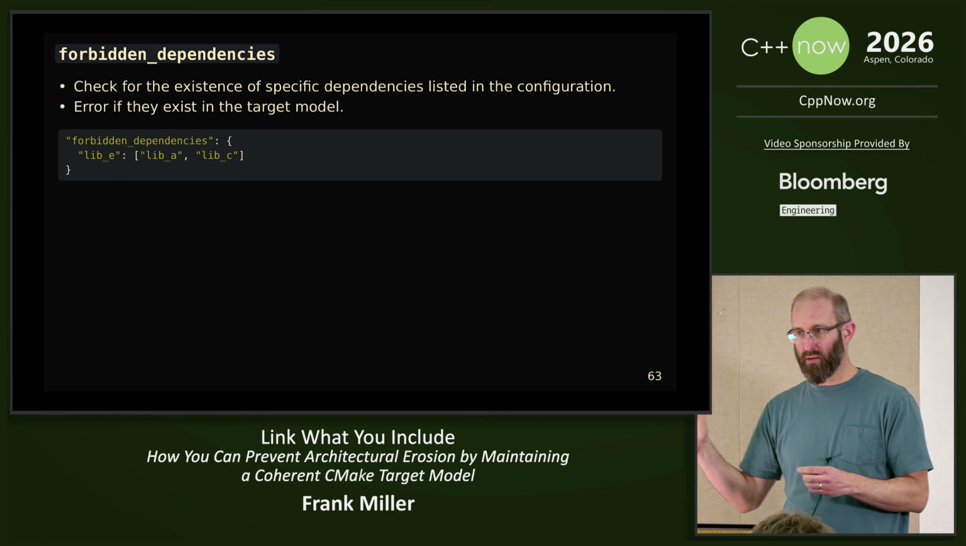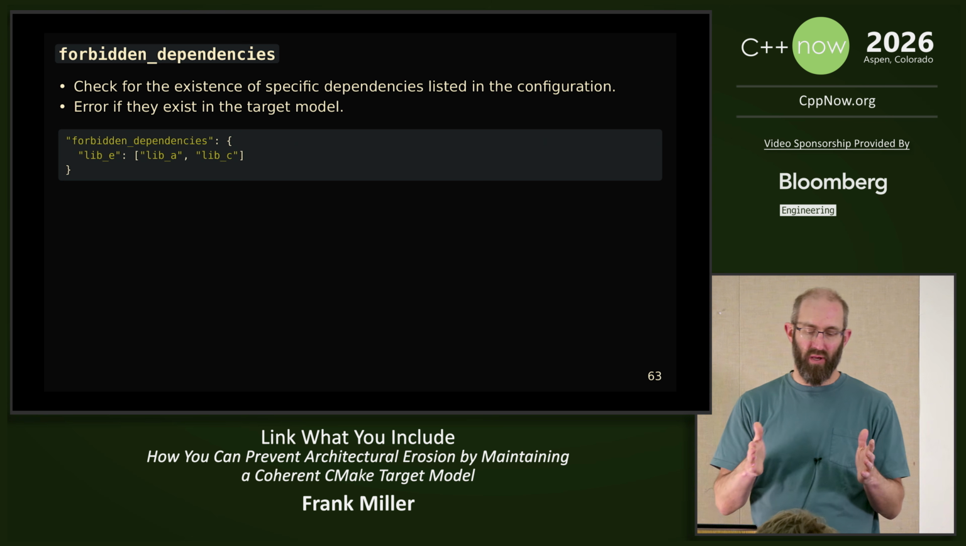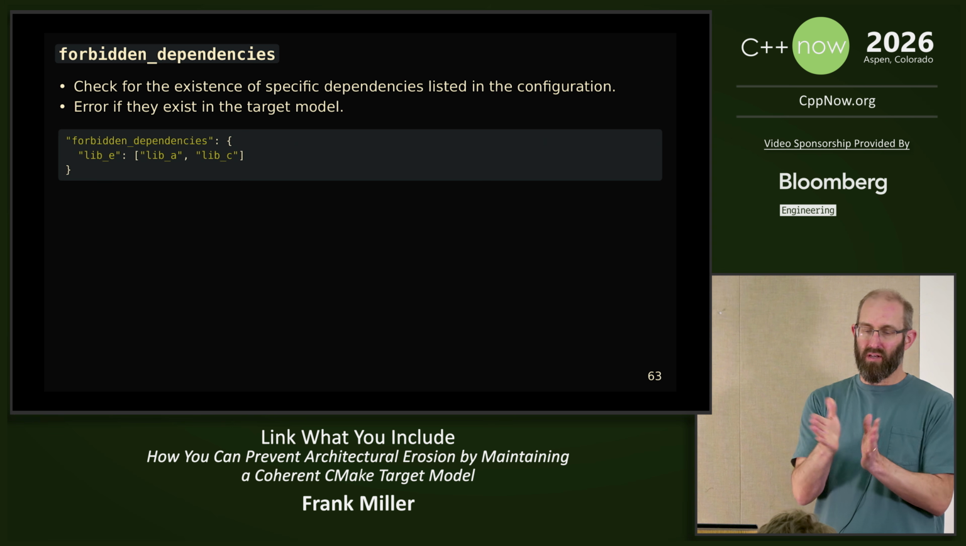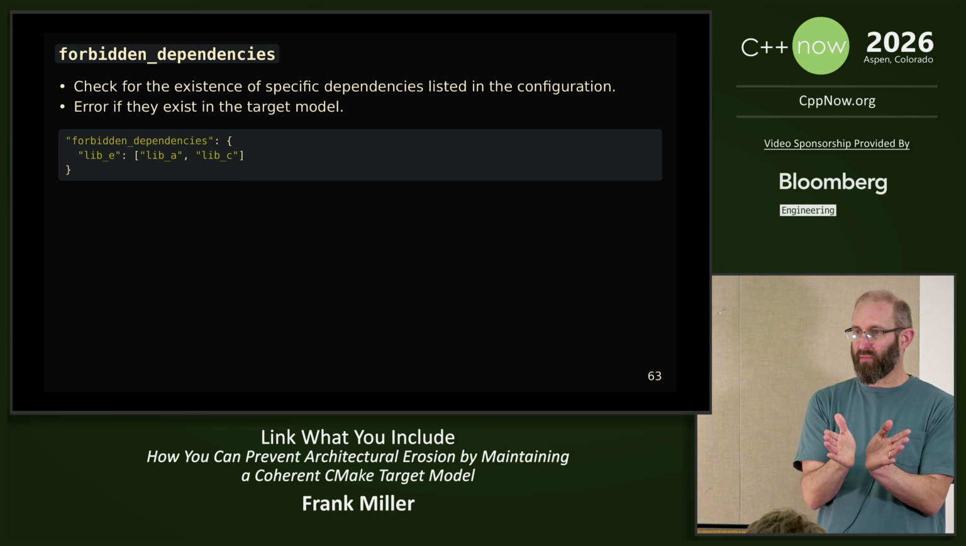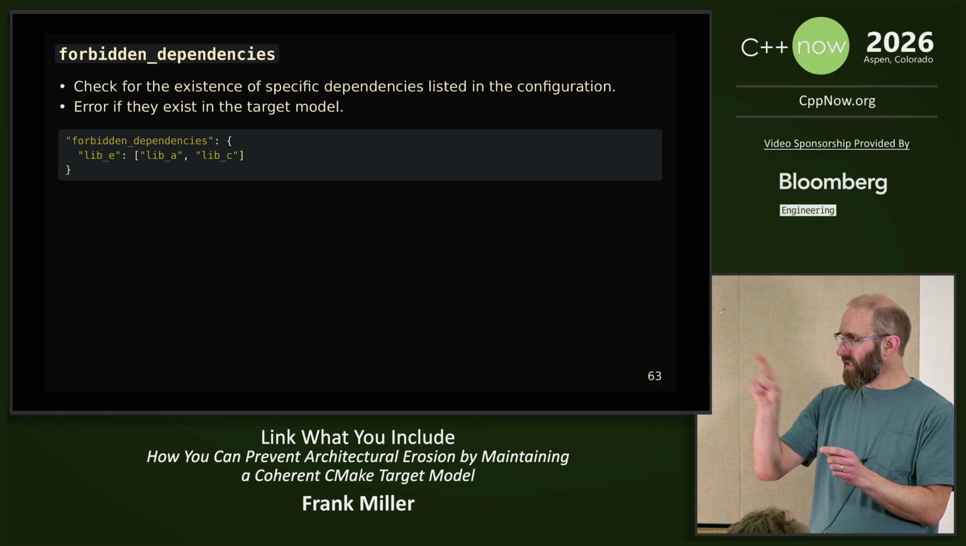Okay, and the other one is much simpler. It's just going to check for the existence of specific dependencies listed in the configuration, and error if they exist. So my vision for this is that it might be hard to remove a library from a strongly connected component because there might be like 6 dependencies that you have to break, and you can't do it all at once. So you're going to break one and then break another one, and each time you make the change to break a dependency, you can just add it to this list.